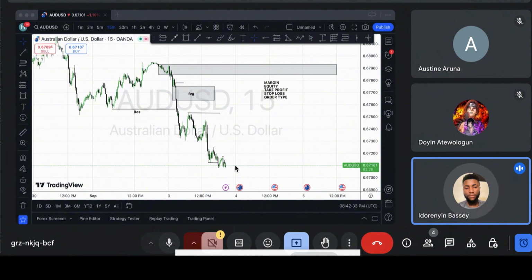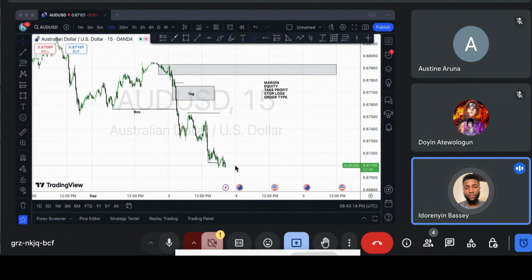Okay, the third one, margin level indicates the ratio of equity to used margin. The fourth one, margin calls can occur if the margin level falls below a certain threshold.